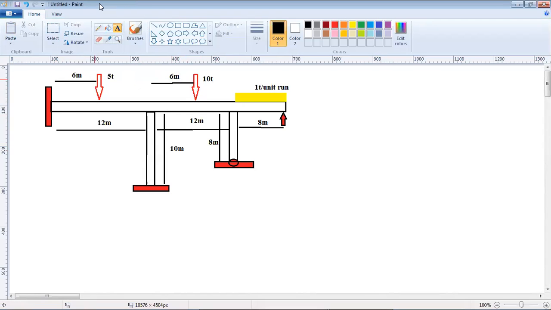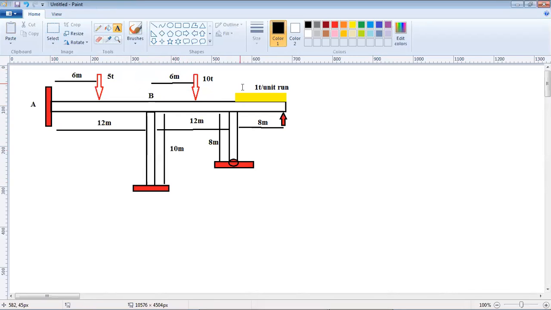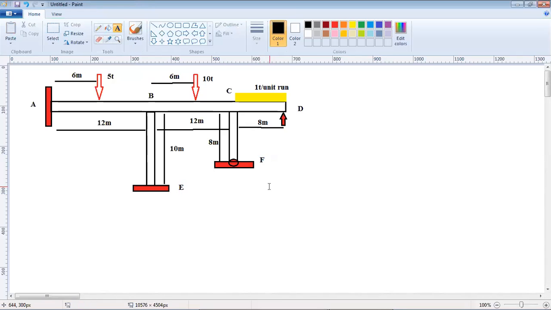And now this is A support, this is B support, say this is C, then you have this as D, this as E, and this is F. These are the supports that we have. So now this frame is fixed at A and it's simply supported at D.